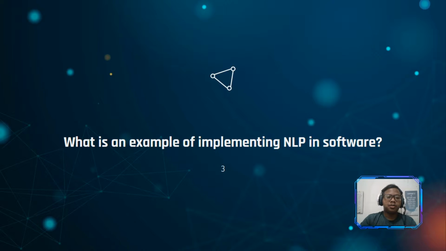The third question is, what is an example of implementing NLP in software? Nowadays, I think many applications are already implementing NLP because it can make the application easier for users to use. For example, Microsoft Word uses NLP for detecting grammar mistakes and then gives advice directly to the user on the right grammar. The other example is personal assistant applications like OK Google and Cortana in Windows that can understand what the user says automatically.